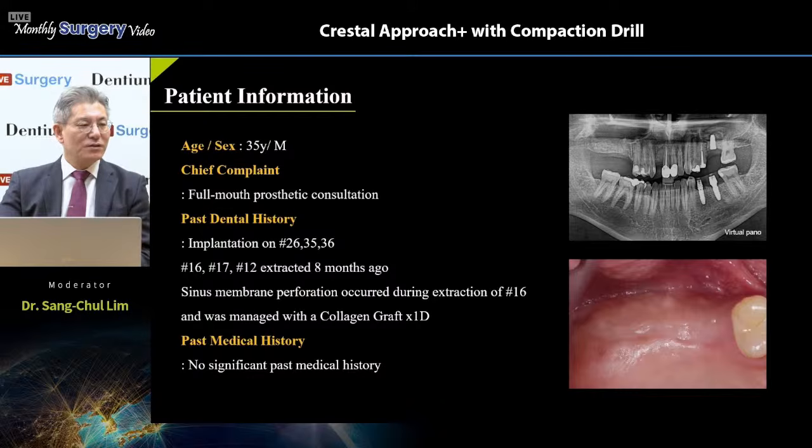Implantation on 26, 35, 36. The 3 implant fixtures were installed, already done. And the 16, 17, 12 areas were extracted 8 months ago. Now we're going to do some surgery on this posterior right side of the maxilla: maxillary sinus elevation with the crestal approach, using some graft material and the Bright system. Okay.